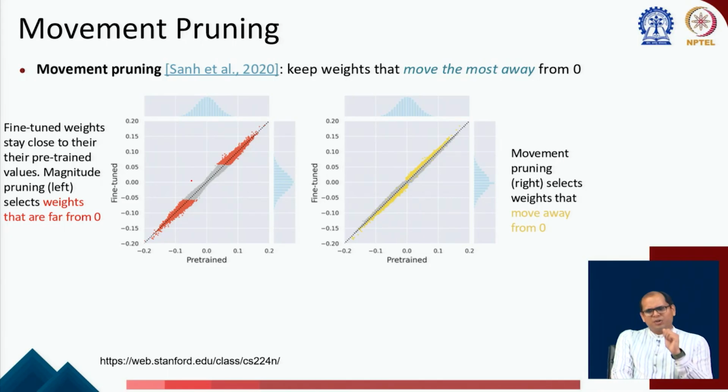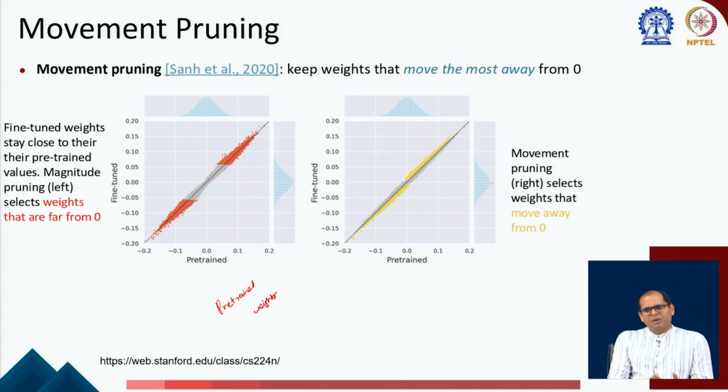So this was the magnitude pruning. You can also do movement pruning. What is movement pruning? You already have some pre-trained weights, and then you fine-tune those parameters. So let's say these are your fine-tuned weights.